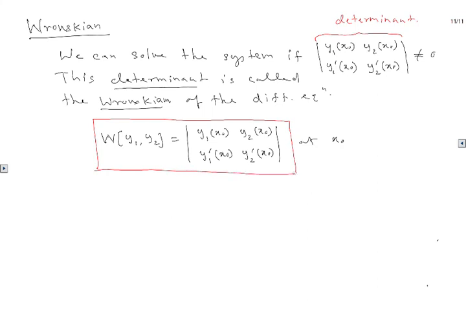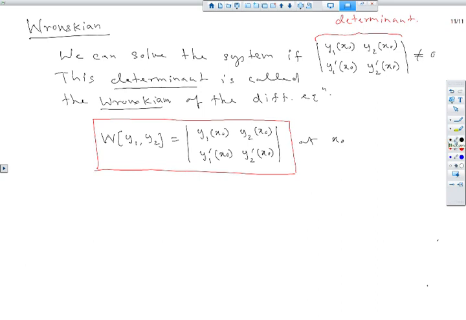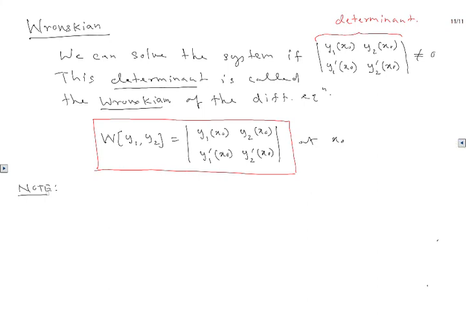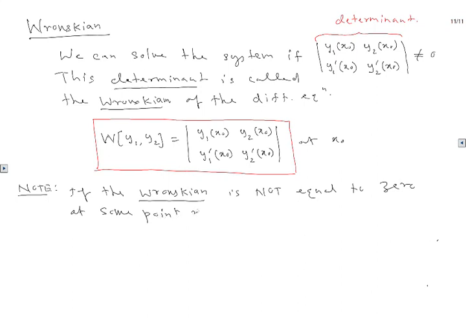We use the Wronskian because it's an easy way to find whether two functions are linearly independent. So if the Wronskian is not equal to 0 at some point x naught, it doesn't matter what the point is, just some point, we say the solutions y1 and y2 are linearly independent.